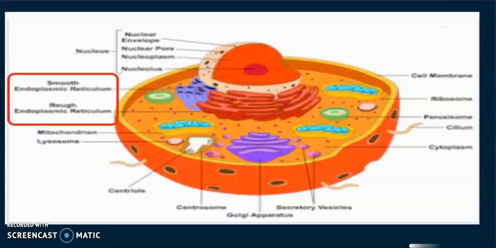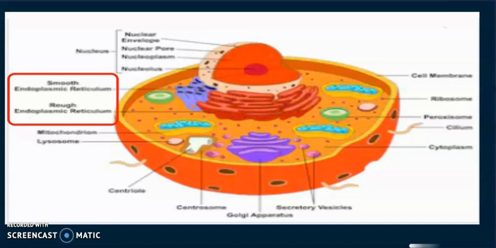The first one is the endoplasmic reticulum. The endoplasmic reticulum is a membrane-bound tube and sheet network. It may be either rough endoplasmic reticulum or smooth endoplasmic reticulum. The rough endoplasmic reticulum has ribosomes embedded on its surface. The smooth endoplasmic reticulum lacks these ribosomes. The function of the rough endoplasmic reticulum is to hold the ribosomes which help in protein synthesis.